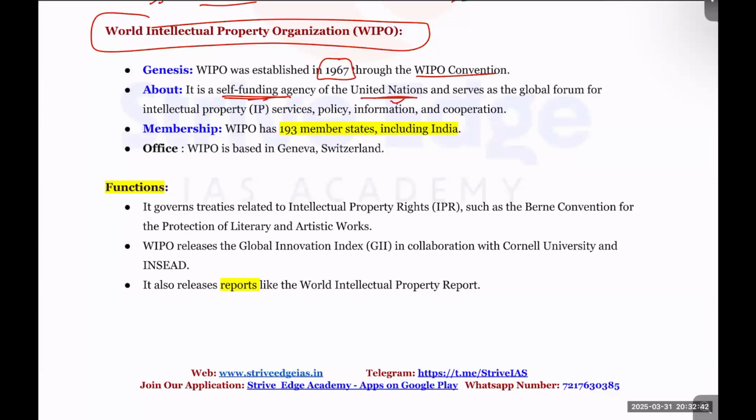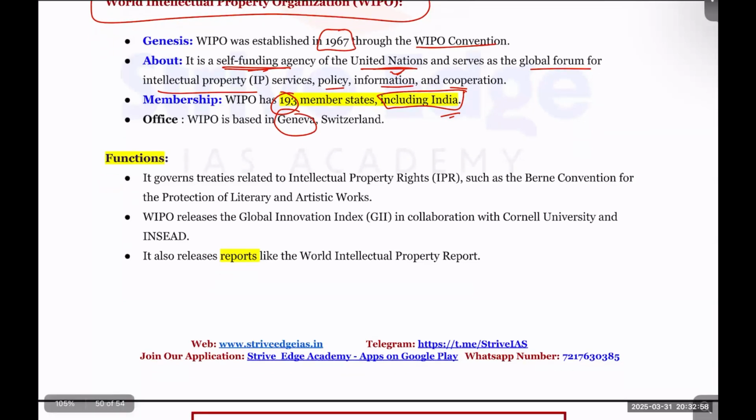It is an agency of the United Nations, serving as a global forum for intellectual property services, policy implementation, and even cooperation. Membership is 193 members, including India. India is also a member of this. You should remember this. Office is in Geneva.